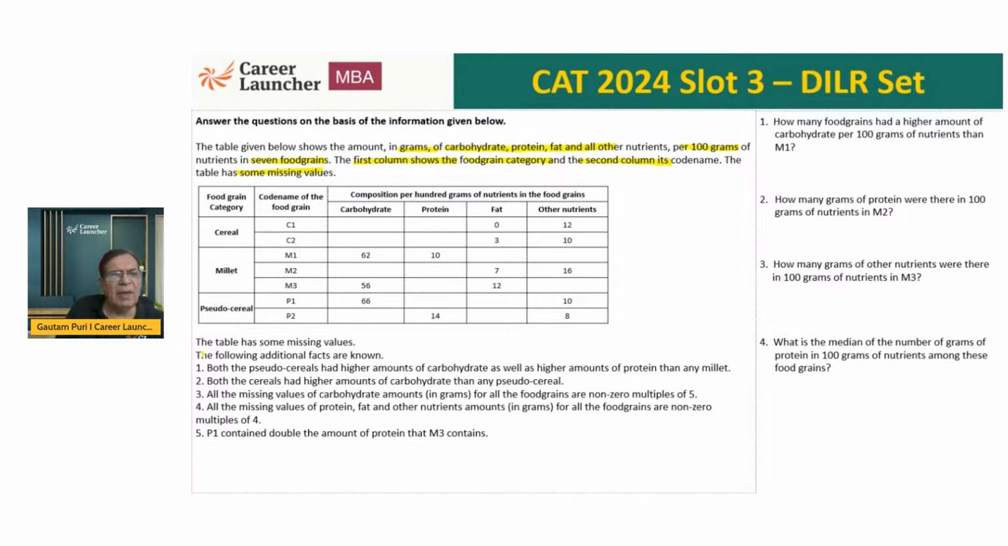Okay, and then we have the statement. We'll look at that later. But let's look at the table. Food grain category, code name, and composition per 100 gram of nutrients in food grains. So what are the nutrients? Carbohydrate, protein, fat, and all other nutrients.